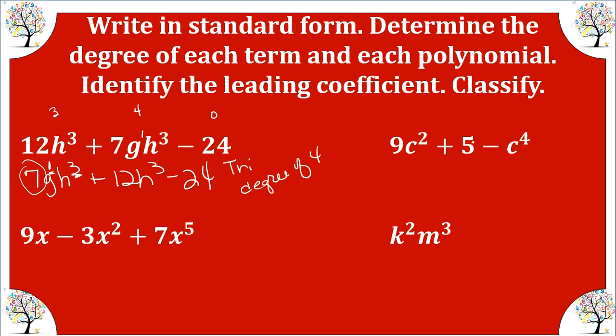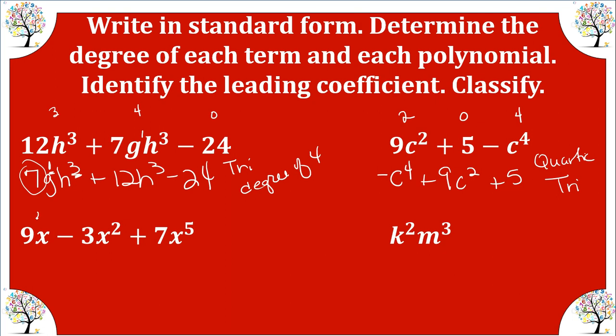Okay, here's our next one. This term has a degree of 2. This is my degree of 0, and this is a degree of 4. So if we move them around to write it in standard form, we have negative c to the fourth plus 9c squared plus 5. So this is a quartic trinomial.